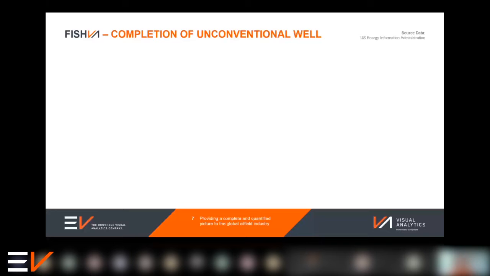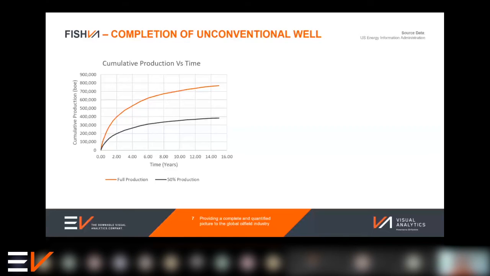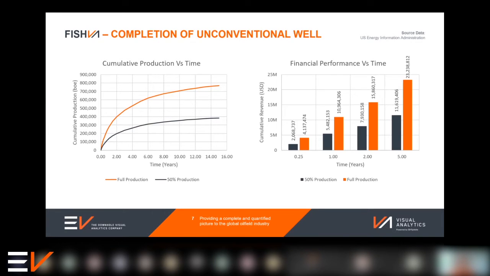On the left-hand chart, you can see the expected cumulative production versus time. Now, the orange line is what the normal well would produce. And given that the fish was located halfway along the lateral, if we plug that off and just produce from the top half, then I've drawn the black line showing roughly what we'd expect at 50% of the production. Now, if we then convert that into a monetary value at $40 barrel prices, we can take a look at a few key points in time.